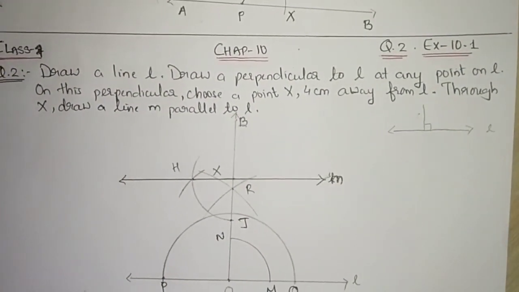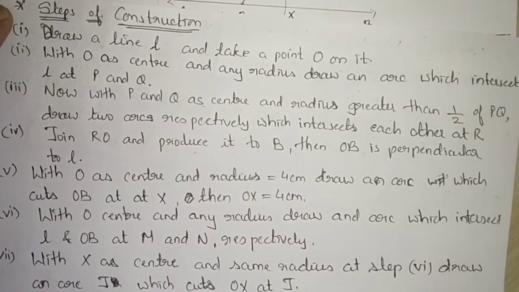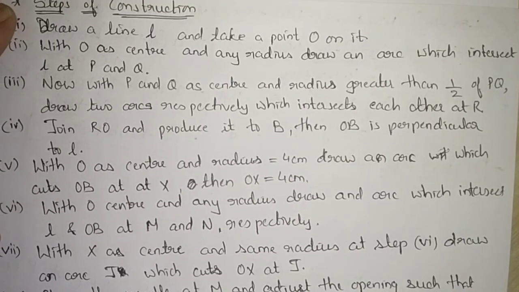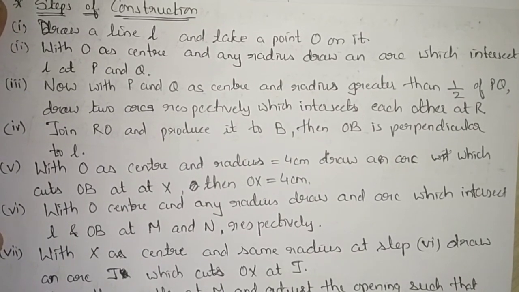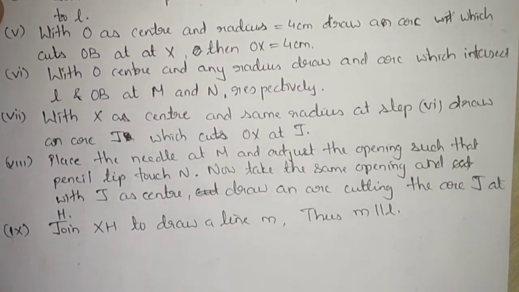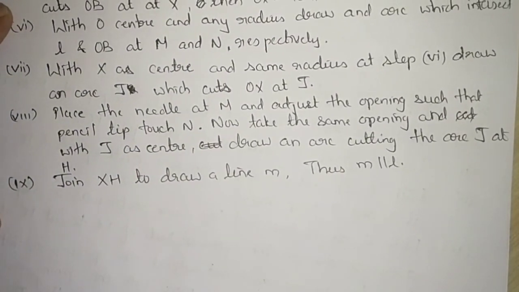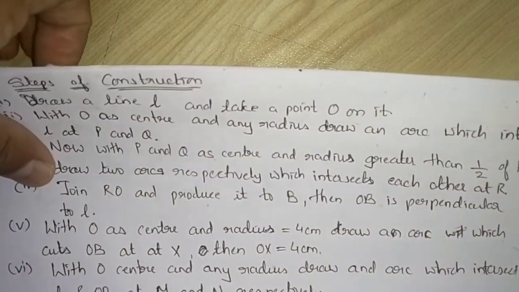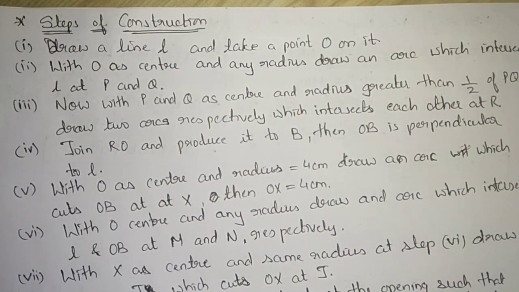Now coming to the steps of construction. As we have drawn, you are supposed to write the steps on your own also, or you can copy these steps of construction which I have written. Please take the screenshot and write it down. So this was our question number 2. We have done the steps of construction and 2 constructions, question number 1 and question number 2. Hope you have understood. If not, please go through it once more so that you can understand it properly and practice it 2 or 3 times so that you can master it.